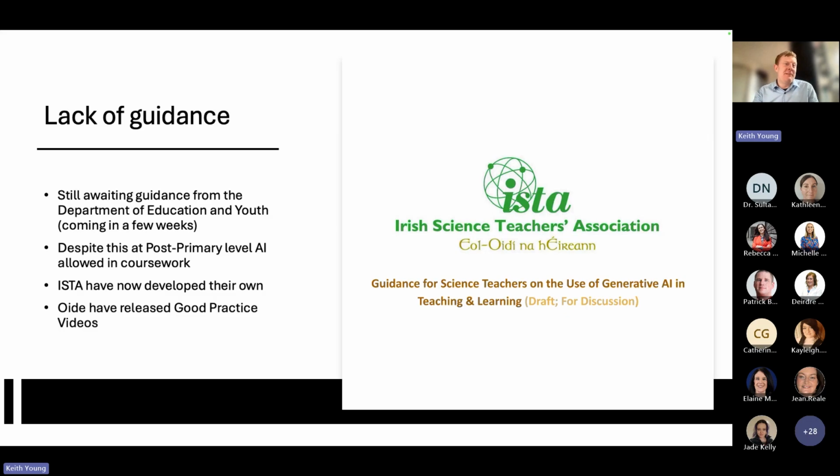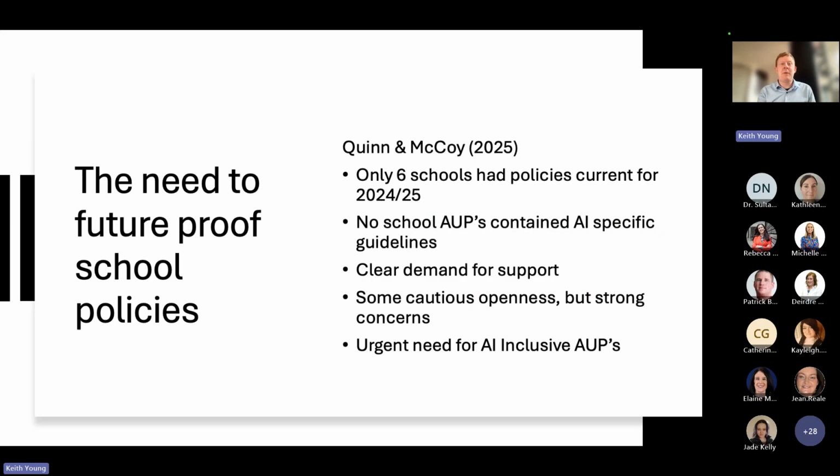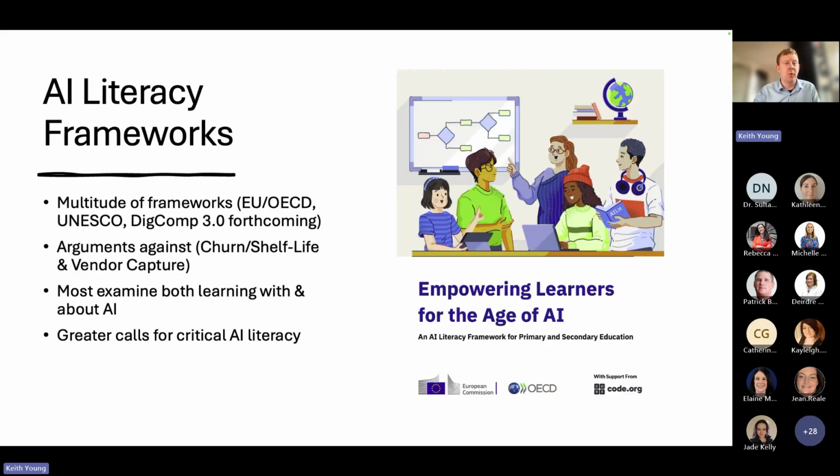But irrespective of what guidance is going to come, there's a desperate need to future-proof school policies. Anne Marcus Quinn and Selena McCoy had a paper published, I think just in the last week or two, where they looked at the acceptable use policies of schools, and only six schools had policies that were current for 2024-2025. None of the schools had AUPs that contained any AI-specific guidelines. There were clear demands for support from school leadership, and within them there was some cautious openness to the idea of AI, but a lot of strong concerns about it as well. So there's a lot of work that actually needs to be done as we move forward.